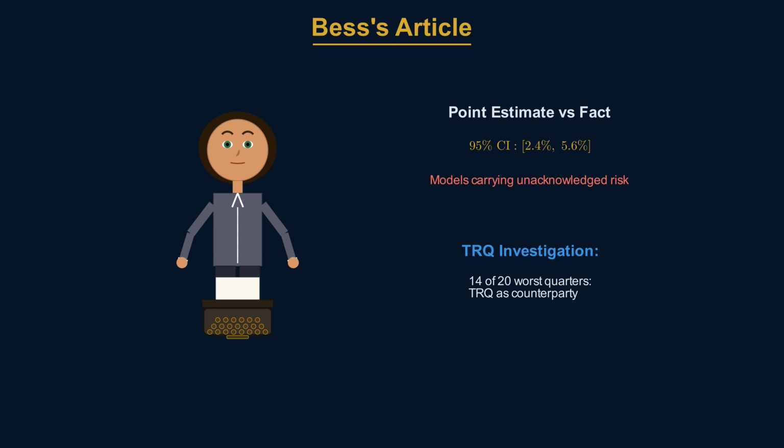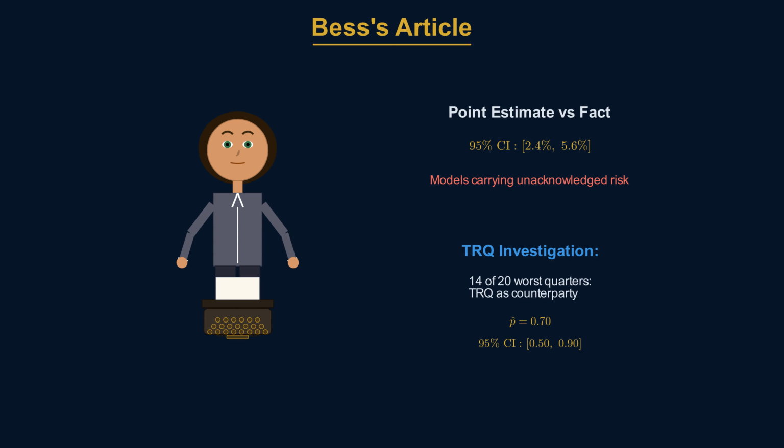Here, the proportion of trades where TRQ was on the other end of the trade is p hat equals 0.7. The standard error is going to be the square root of 0.7 times 0.3 divided by 20, which ends up being around 0.1, and the 95% confidence interval runs from approximately 0.5 up to 0.9. The base rate for any single counterparty appearing in a specific firm's largest losing quarters in a market which has many active participants is well below 50%.